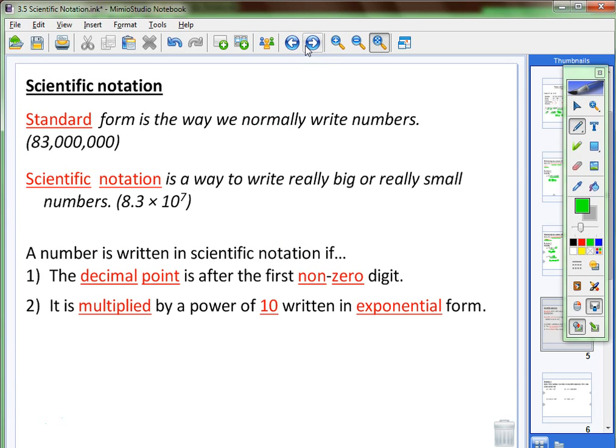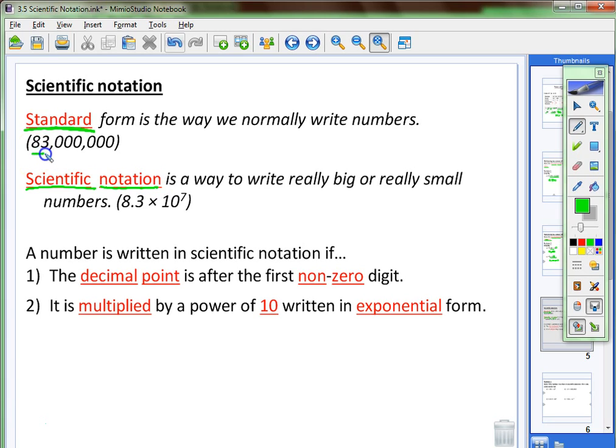All right, so now we get to the meat of the lesson. Scientific notation, what is it? I think maybe you've talked about it in science class, so this might not be new, but if you haven't, now you'll know it, so that when you do talk about it in science class, you understand. Standard form is the way we normally write numbers, so 83 million. Scientific notation is a way to write really big or really small numbers.